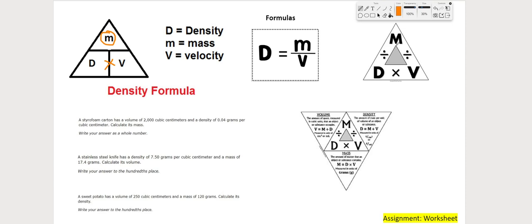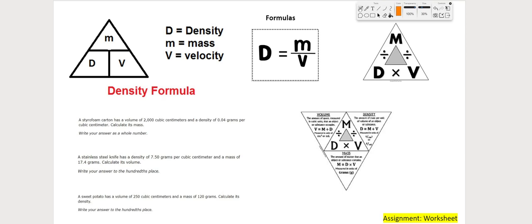If you look at this triangle on the right, that's what this is showing you. Mass is divided by density if you're looking for volume. If you're looking for density, then it will be mass divided by volume. And if you're looking for mass, then you multiply D times V to find out the mass. So it's very simple if you use this method. So let's go to a few questions here.